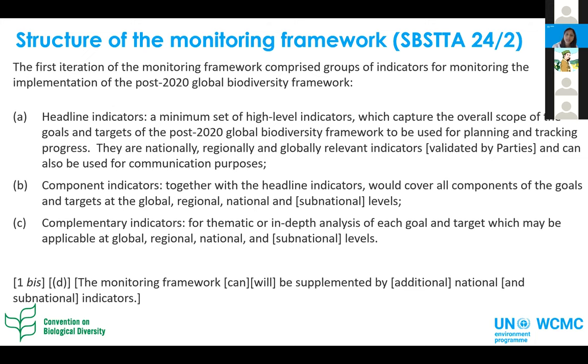And Gillian's already given an overview of how it looks. So the proposal on the table for discussion is a suite of different types of indicators. There are headline indicators, which Gillian's adequately described as a set of high-level indicators, which would cover the overall progress towards the adopted goals and targets. And these should be used at the national scale, used for national reporting, but could also be used at the global scale for communication purposes. And these can be complemented by component and complementary indicators, which would give a little bit more detail on implementation. And of course, these can very well be complemented at the further level at national scale with national indicators.